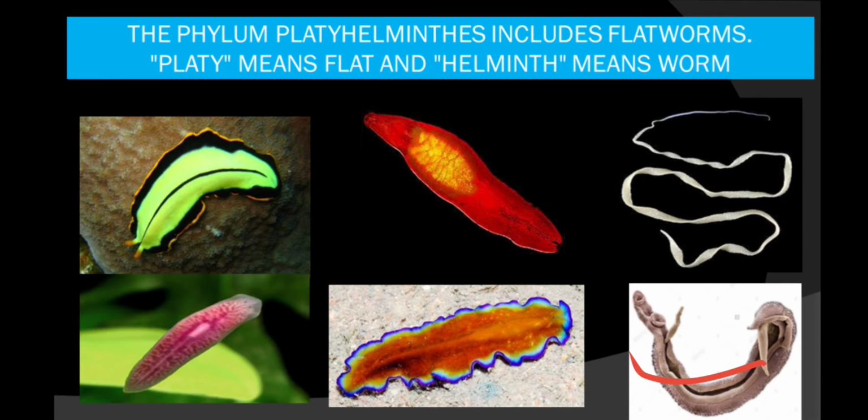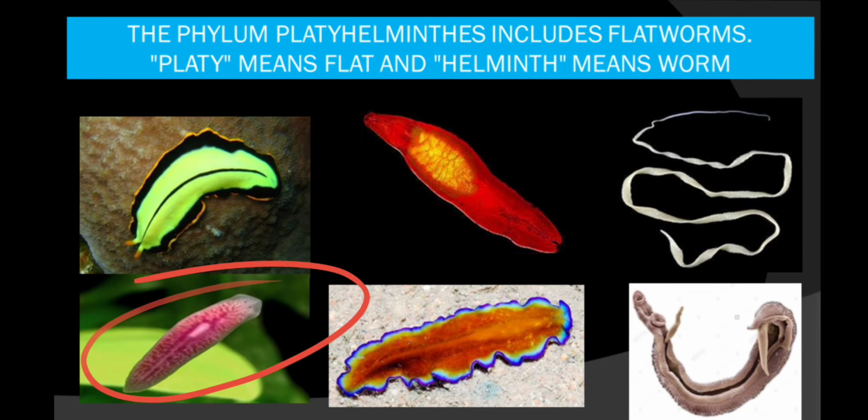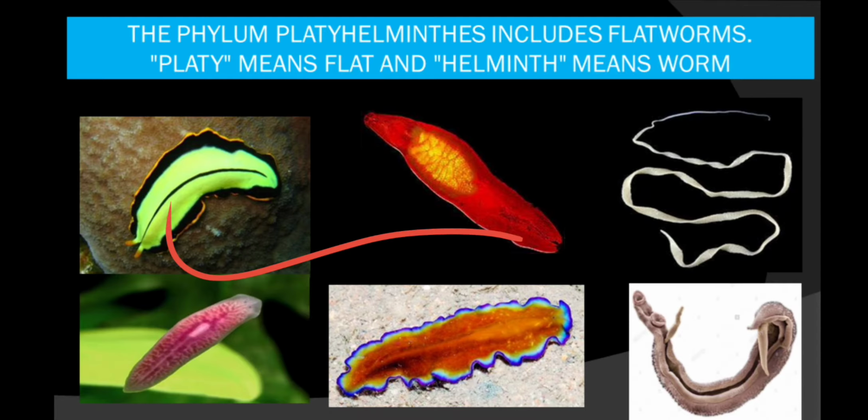Alright, Taenia solium causes taeniasis, and Fasciola hepatica causes liver rot. See how colorful they are, and they are very dangerous as well.